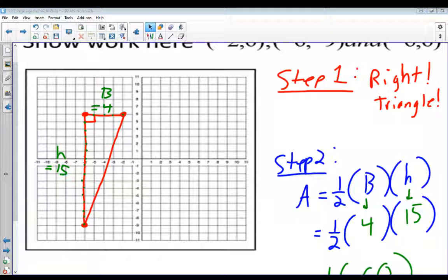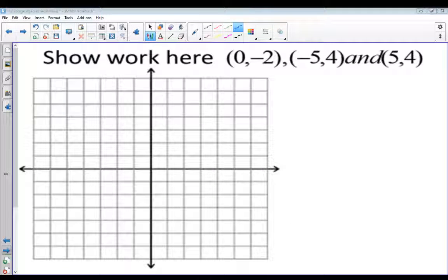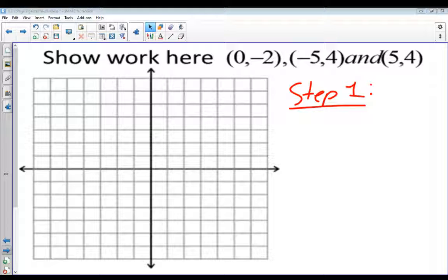Now let's try another one similar to that, where this time we're given 3 new points. And again, we got to ask ourselves, does this make a right triangle, isosceles, or scalene? And then step 2, we need to find the area again, using 1/2 times base times height. So let's try it. Again, step 1, I need to figure out what type of triangle it is, isosceles, right, or scalene. And we'll do that by drawing some points.